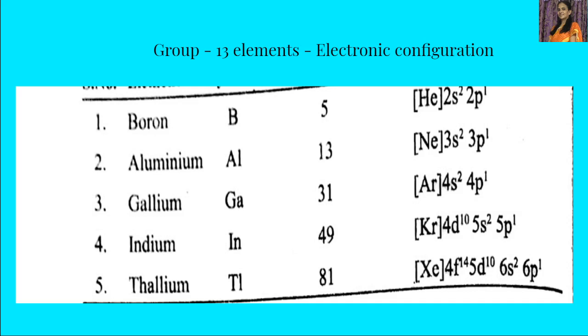This is the n minus 1th shell. This is the n minus 2th shell. So xenon is 54, plus 14 is 68, plus 10 is 78, plus 2 is 80, and 1 is 81. So this is about the electronic configuration of the 13th group elements, where the outer shell has ns2 np1 electronic configuration.